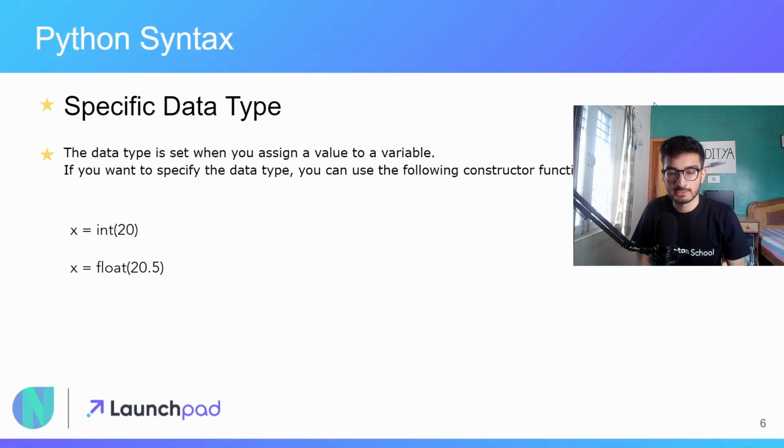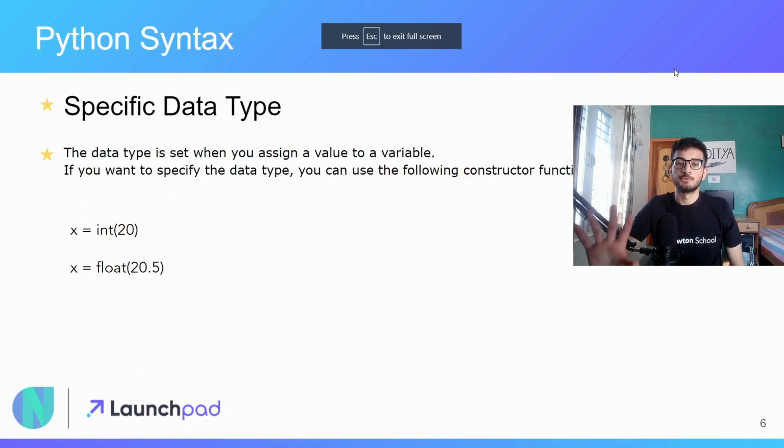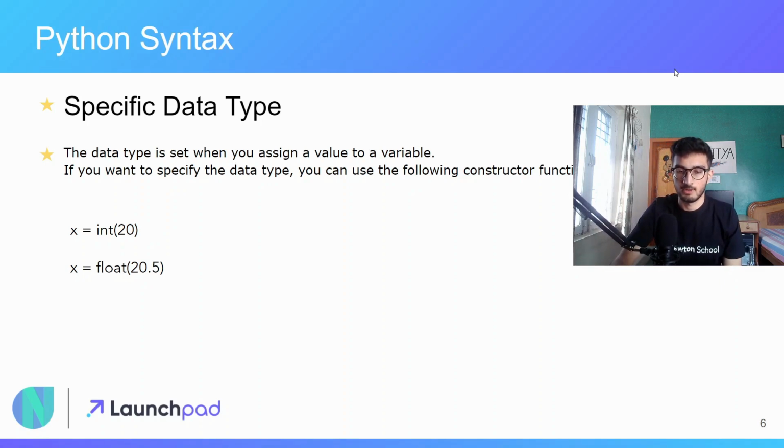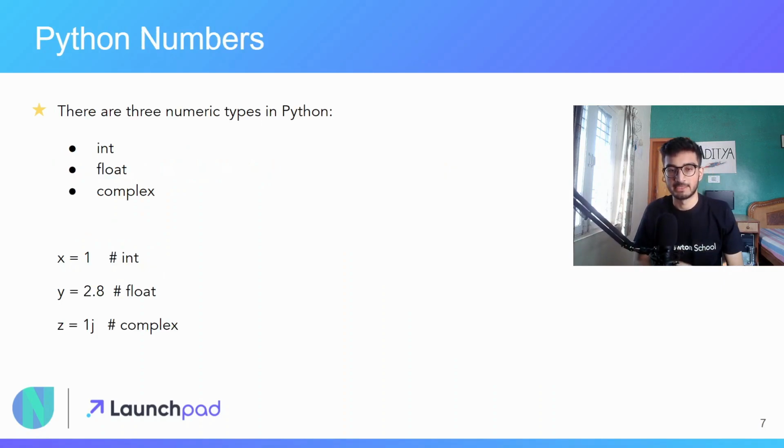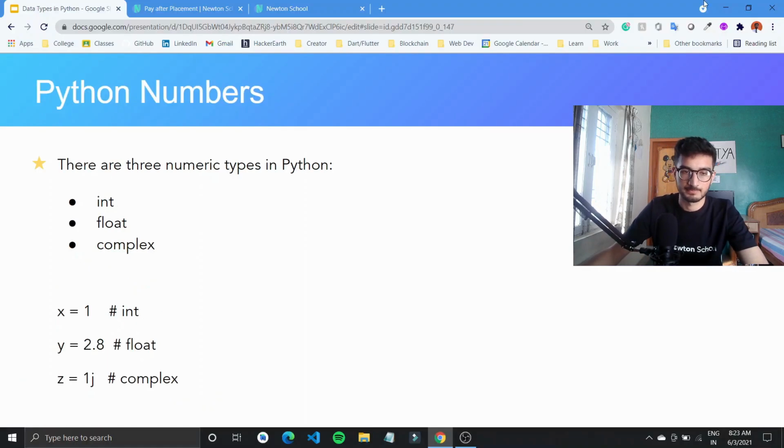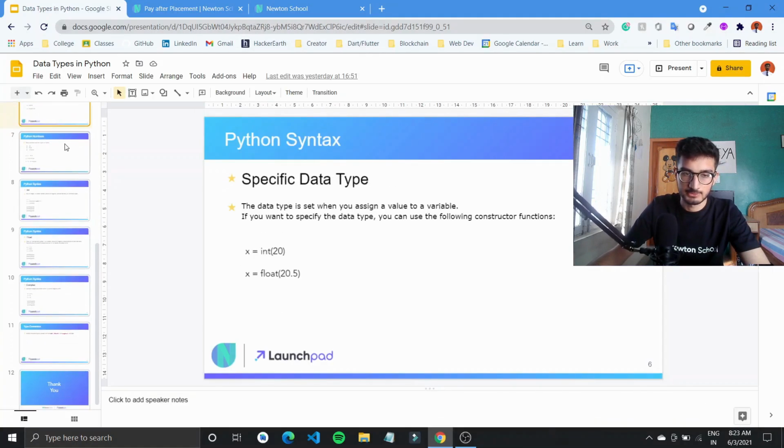Now, you can also specify the data type. You can assign a value to the variable and also set the data type. If you want to specify the data type, you can use the following constructors, as in int. You can give it an integer, float, you can make it like this. Now before we go over the specific data type, we need to know the differences between the three numeric data types. I will come to the specific data type in the end.